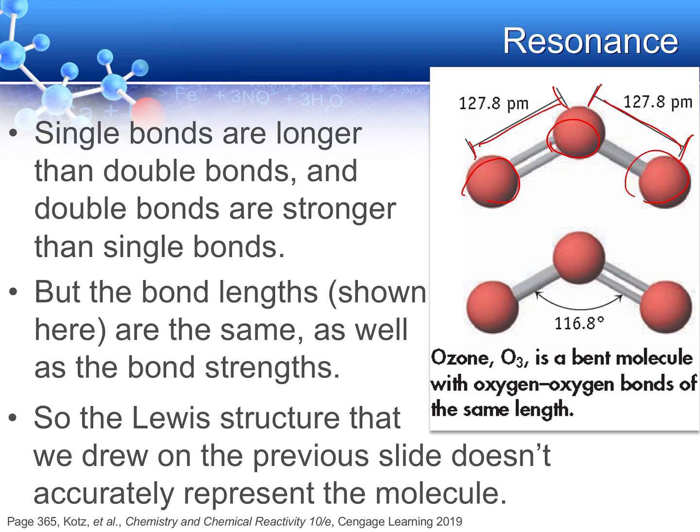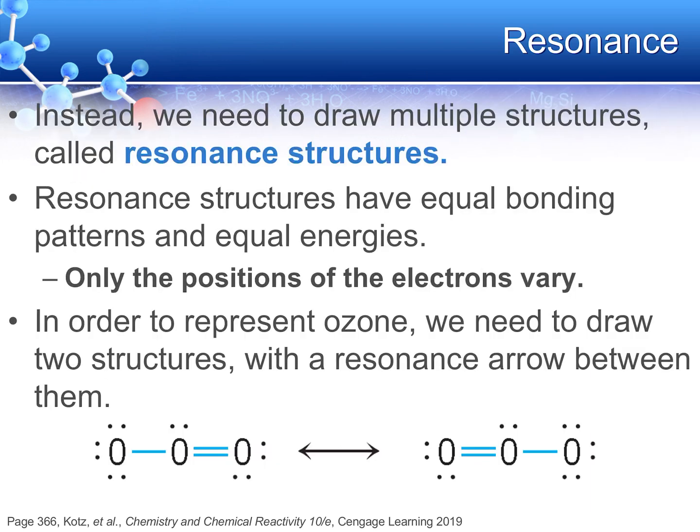So what we need to do is draw a structure where those bonds are equal. We can't really do that with the rules that we just talked about. So what we end up doing is we draw 2 structures. If we just draw one Lewis structure, it doesn't really accurately represent what this molecule looks like. So what we do is we draw it like what's shown on the bottom.